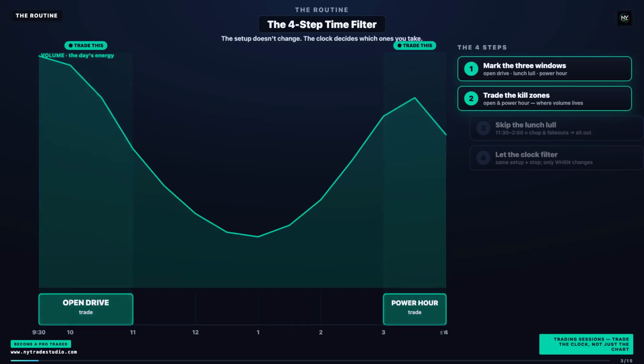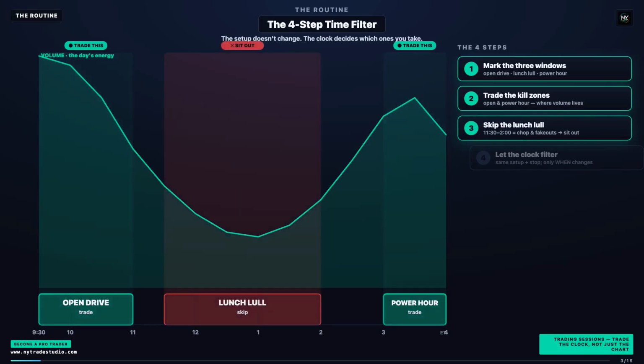Step 3. Skip the lunch lull. From 11:30 to 2 you do nothing. Volume dries up, ranges go dead, and almost every breakout in that window is a fake designed to trap you. The best lunch trade there is no trade at all.